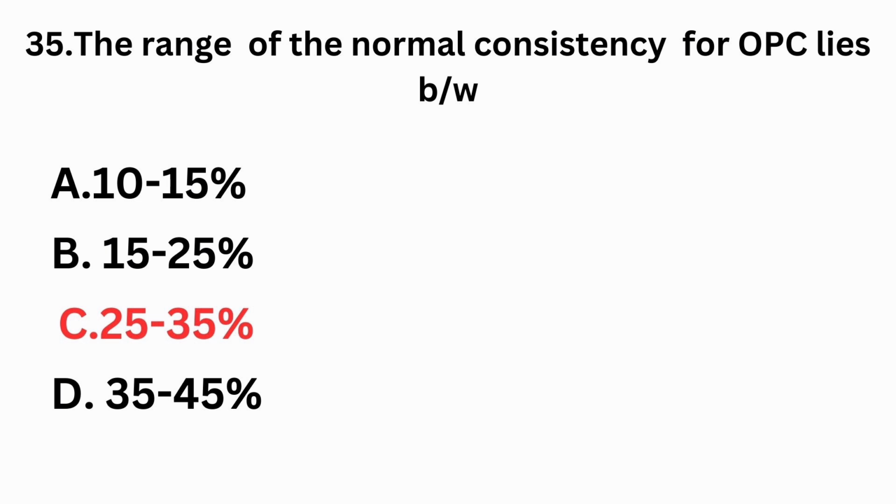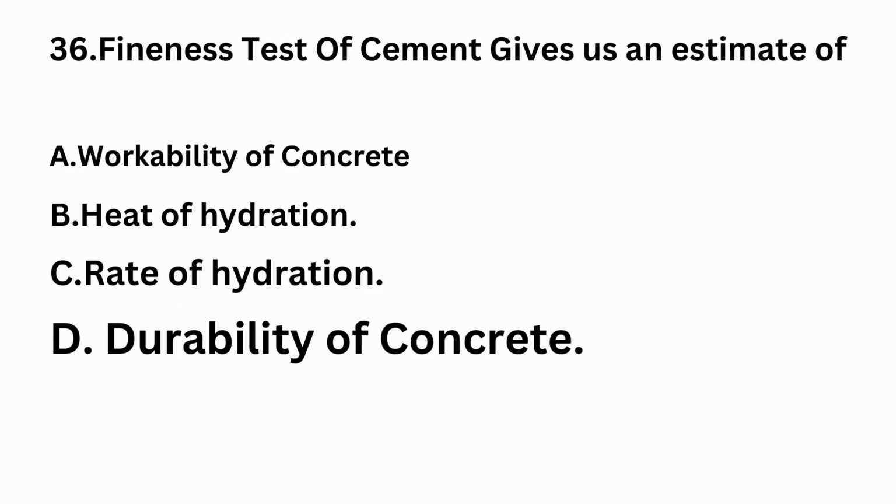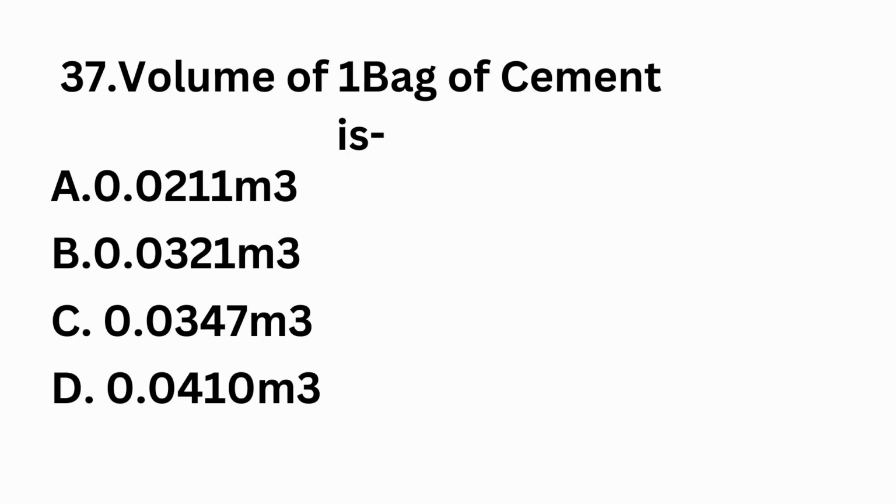Fineness of cement gives us an estimate of workability of concrete, heat of hydration, rate of hydration, or durability of concrete. The fineness test of cement gives us an estimate of the rate of hydration. Fineness of cement is tested in two ways: A. By sieving, B. By determination of the specific surface by air permeability apparatus, expressed as centimeter square per gram or meter square per kg.